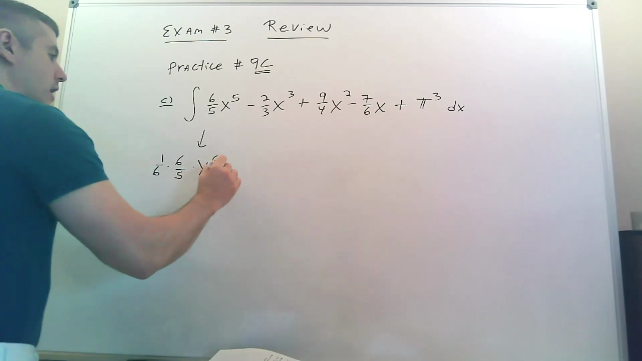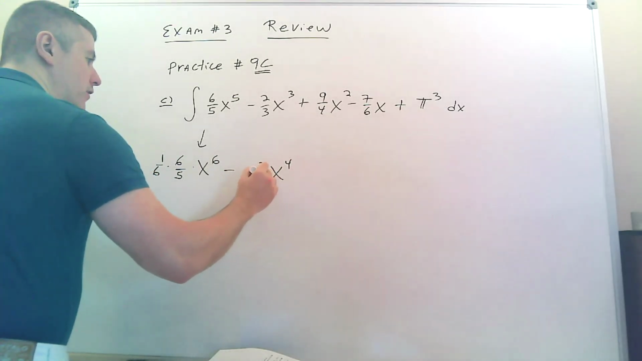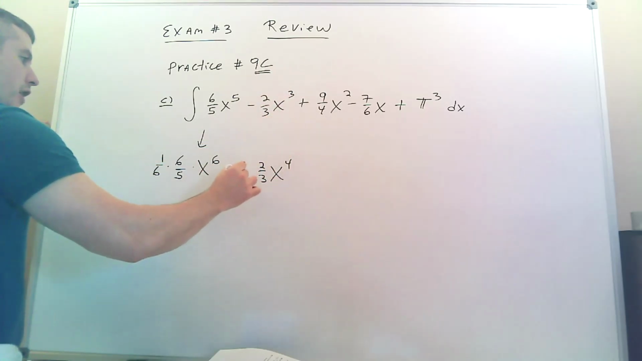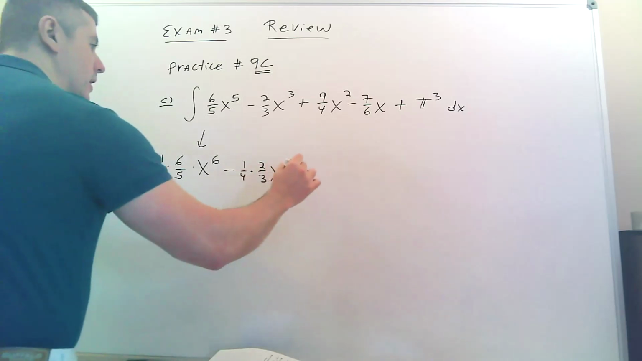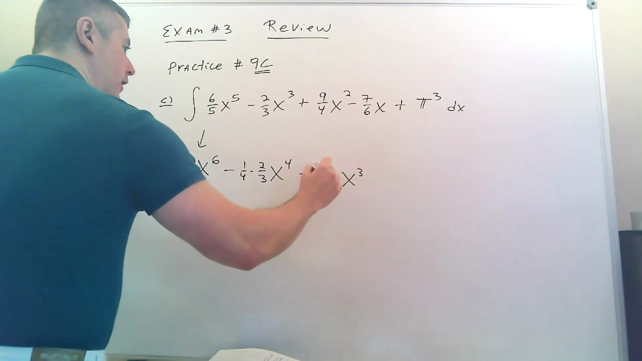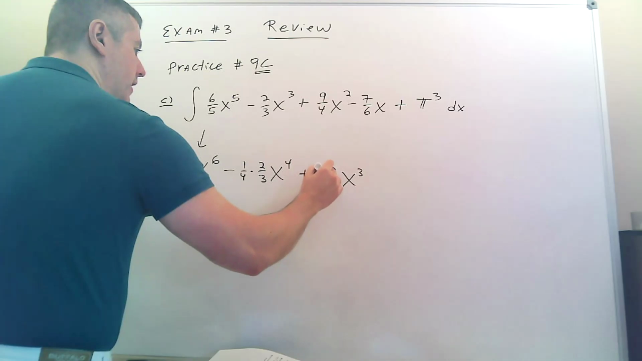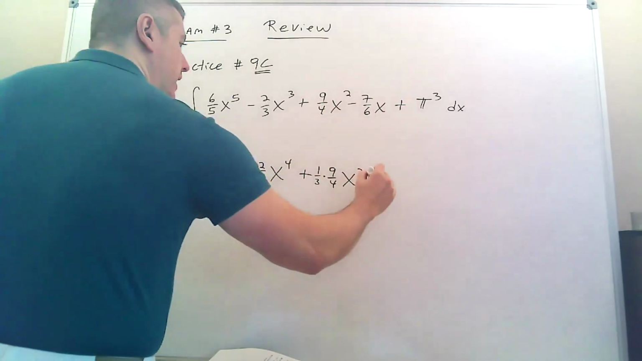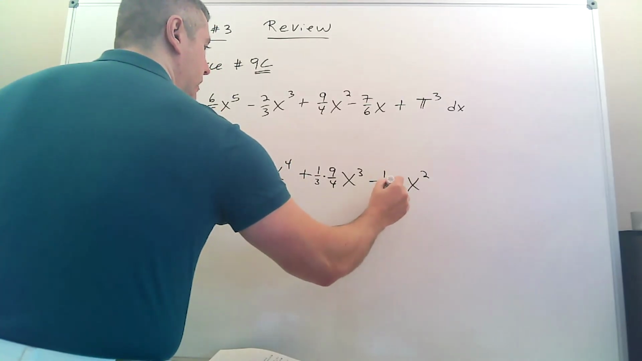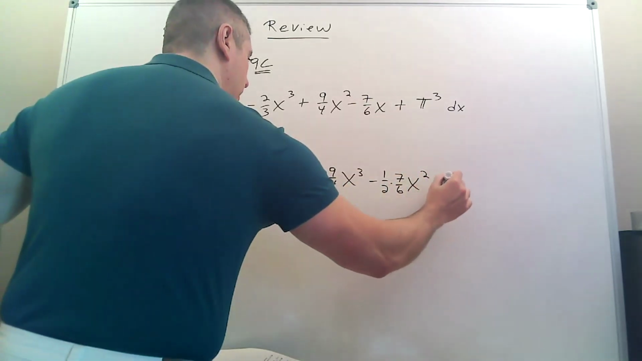Look at that. Over here, add 1 to the power. There's already a 2/3 there. Flip it over, put it in the front. Very straightforward. Plus, add 1 to the power, and it becomes x cubed. Flip that over, put it in the front. There's already a 9/4 there, so I'm going to put 1/3 there and multiply. Over here, again, add 1 to the power. Flip that over, put it in the front. There was already a 7/6 there. And now that one is just a constant.